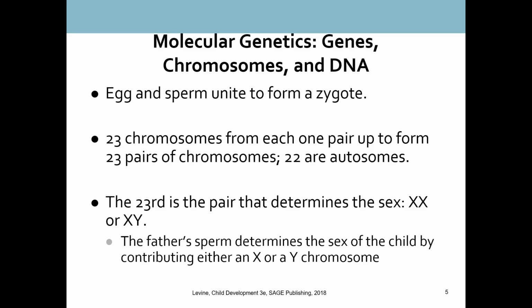If the father contributes an X chromosome and you end up with an XX pairing, then you turn out to be female. If your father's sperm contains a Y chromosome, then you get the XY pairing, and this makes you a male at birth. So the father's sperm determines the sex of the child depending on which type of chromosome the fertilizing sperm carries with it. And once again, duplicates of these 23 pairs of chromosomes are contained inside the nucleus of every cell of your body.